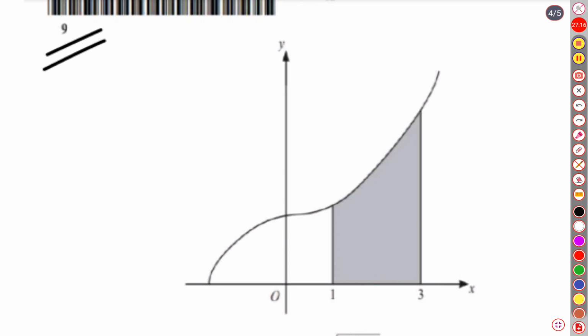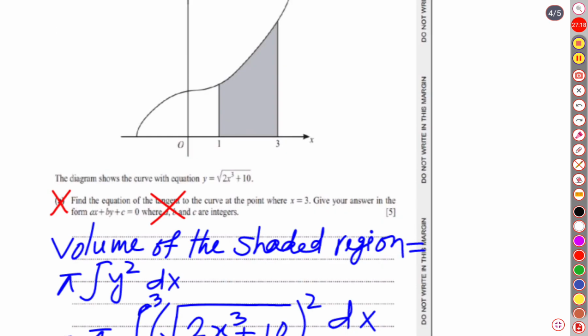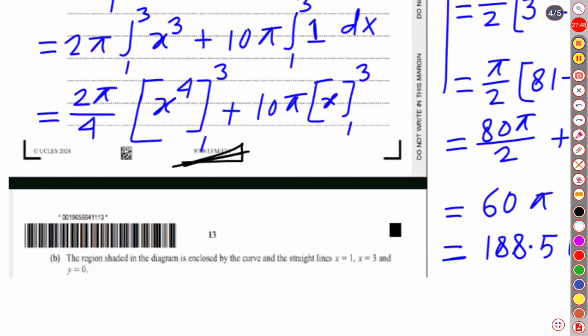Let's see what is written in the question. Part A is, the diagram shows the curve with equation y is equal to square root of 2x cubed plus 10. Find the equation of the tangent to the curve at the point where x is equal to 3. So they told us to find the equation of the tangent. Such a question belongs to derivatives or differentiation. As this is not our topic to be discussed, we are dealing with integration, so we will move on to question B. Let's see what B says.